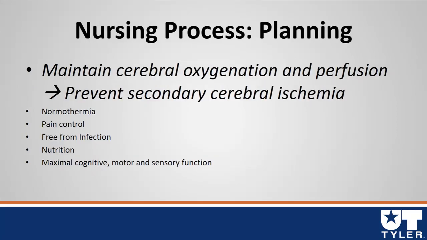Next is planning. We're going to set our goals when caring for the patient with a head injury. Notice that the top one is to maintain cerebral oxygenation and perfusion because we want to save brain tissue. We're also concerned with temperature regulation, pain control, keeping the patient free from infection, maintaining nutrition, and of course maintaining quality of life. These are all going to guide our nursing care.